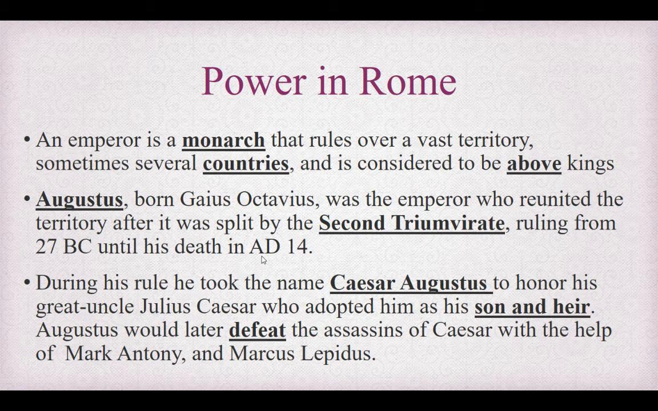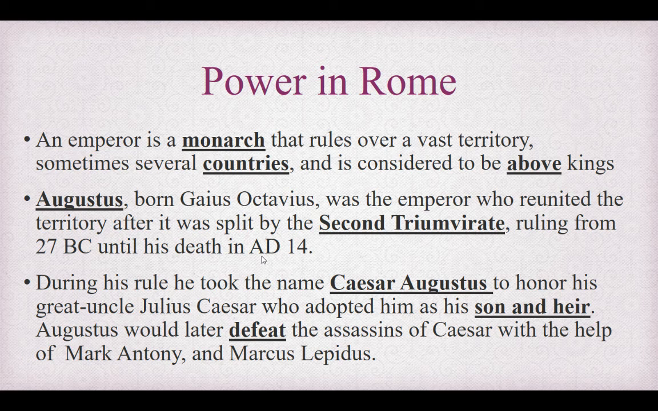Augustus ruled and took the name Caesar Augustus to honor his great uncle Julius Caesar, who had adopted him as his son and heir. Augustus would later defeat the assassins of Caesar with the help of Mark Antony and Marcus Lepidus. Augustus will use this assassination of Caesar as a fire to drive him to lead an army to overthrow the Second Triumvirate, and then use his two friends to establish new territory.